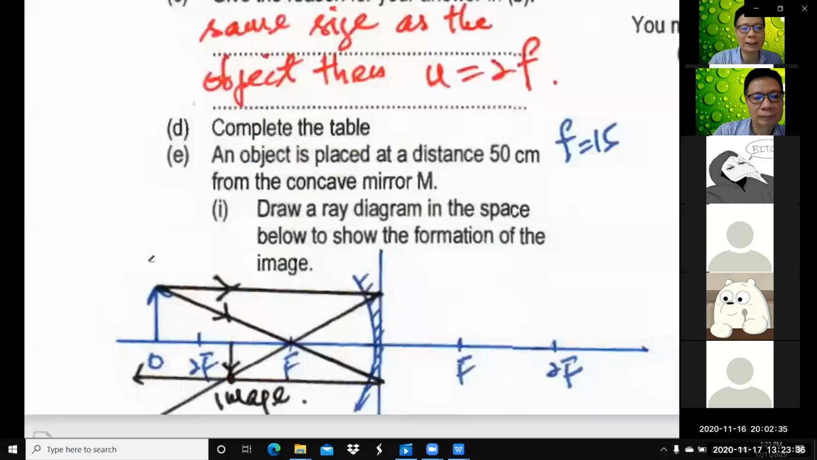So you draw two lines up. One horizontal, reflected through the focal point. Another one, the light goes to the focal point and gets reflected horizontally, intersecting at this point. So this is the image you get, okay? So this is the diagram. Understand the diagram.